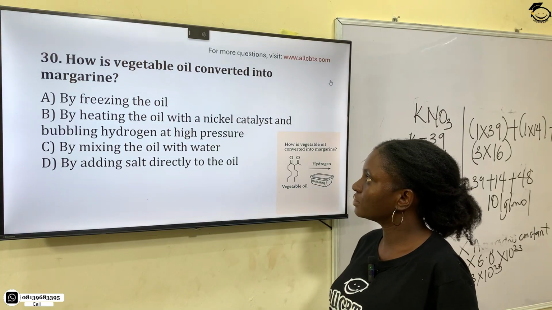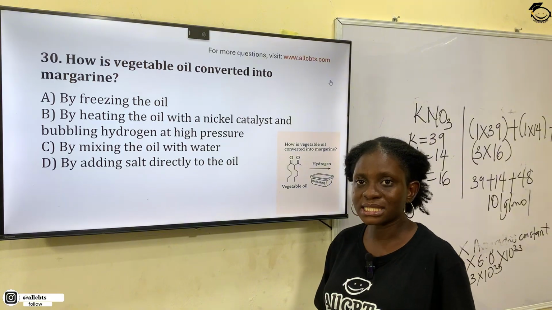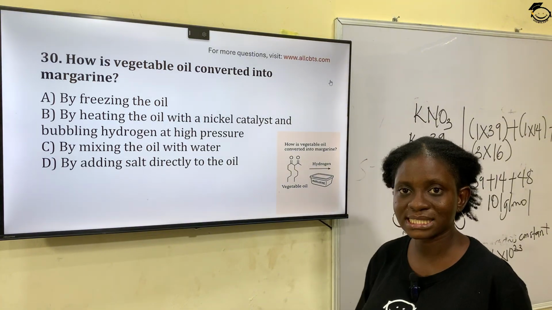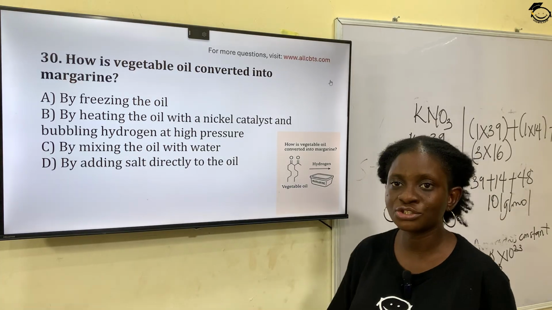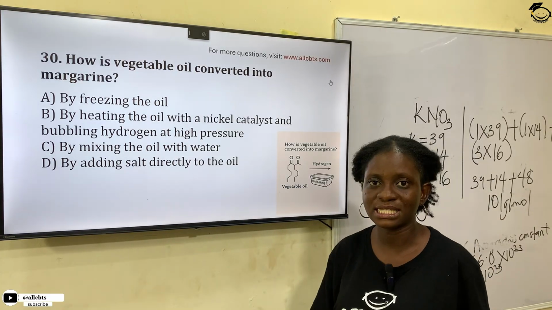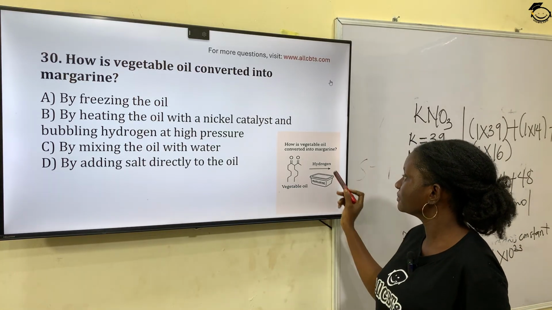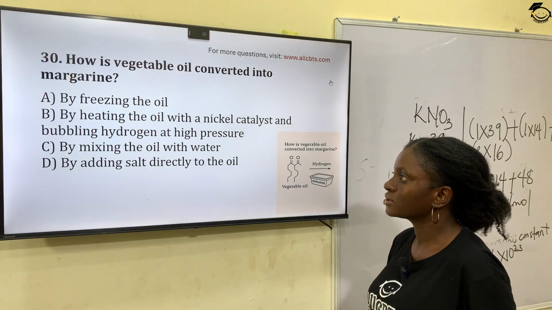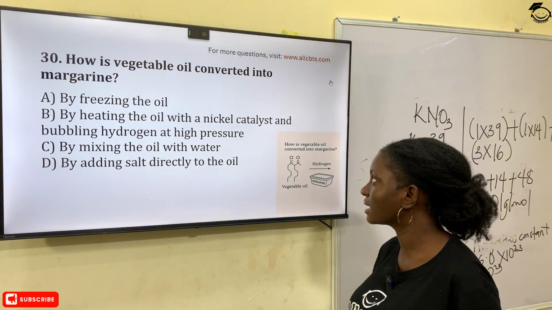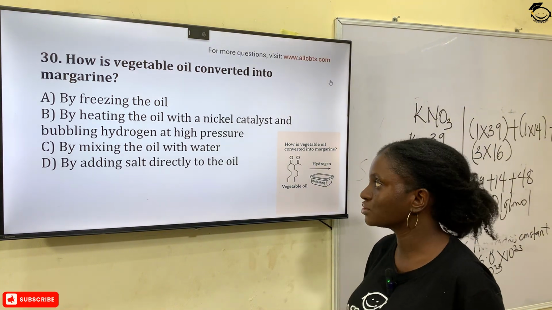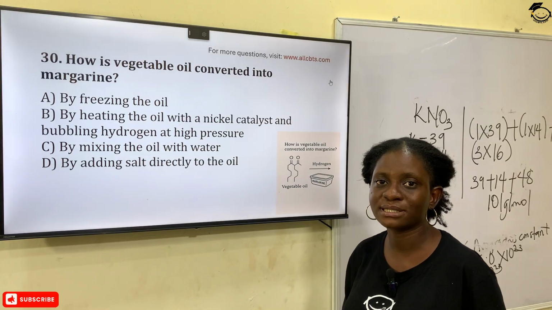In order to convert vegetable oil to margarine, you heat the oil with a nickel catalyst to speed up the reaction. And then hydrogen is applied. There's bubbling of hydrogen at high pressure, just as is shown in the picture here. So the correct answer is B. By heating the oil with a nickel catalyst and bubbling hydrogen at high pressure. Option B is the correct answer.